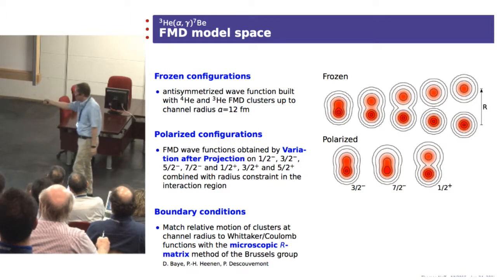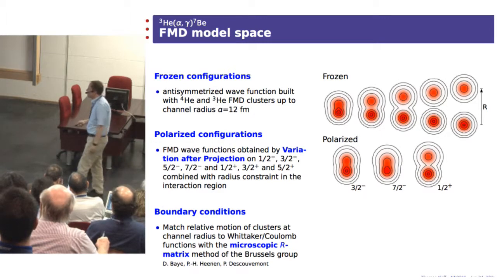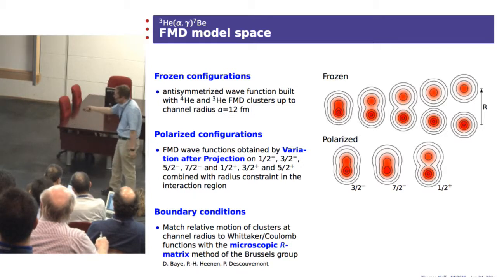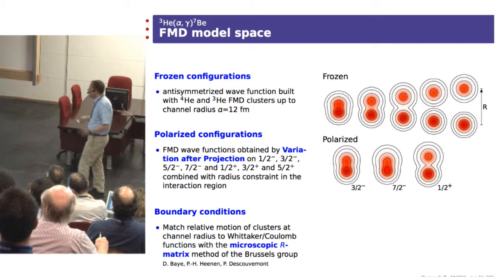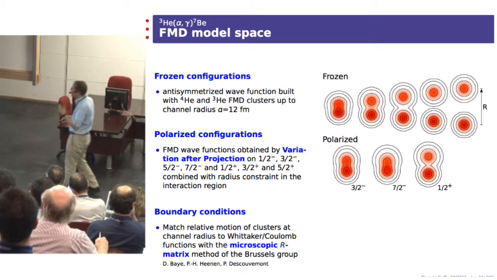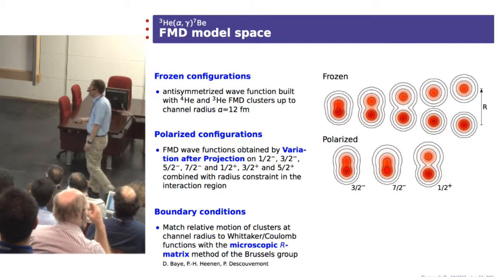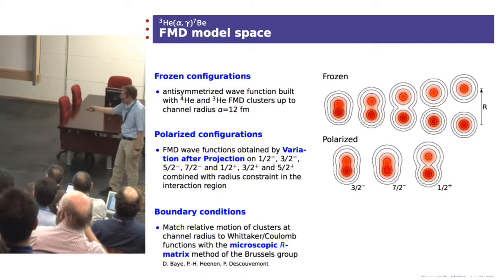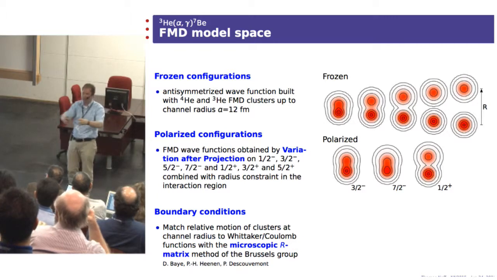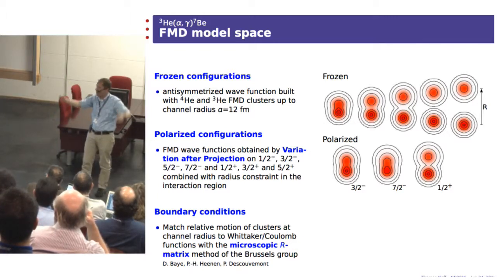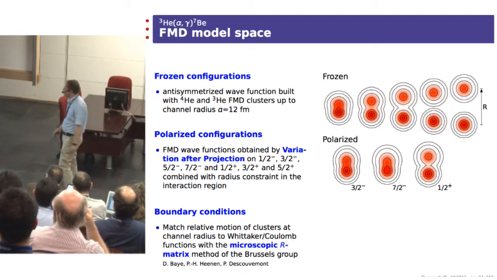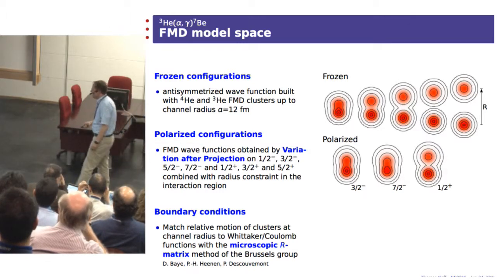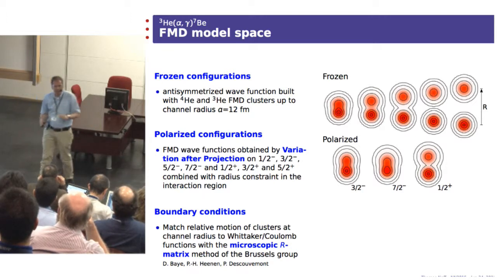In the internal region, we also have polarized configurations, so it's no longer just the clusters in the ground states, but in a sense a real seven-body wave function, and we obtain our basis states by variation after projection on all the spins which are of importance, so 3/2 minus, 1/2 minus, also positive parity states, and so on. And to further enlarge our model space, we use the radius as a generator coordinate. So we have configurations which are more compact and which are more extended, and then when you go really far apart, you take these frozen configurations built from the ground states. And for including the boundary conditions, we use a microscopic R-matrix method developed by the Brussels group. I will come to that later when I discuss the Hoyle state.